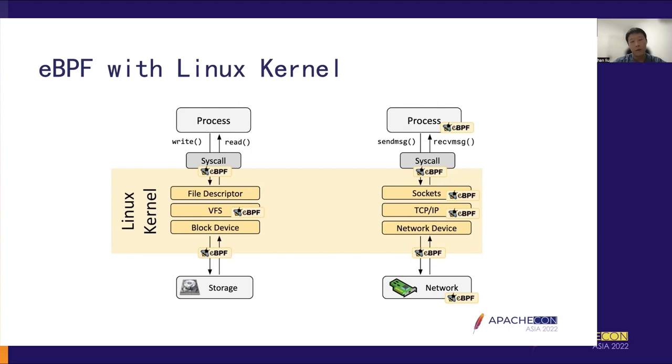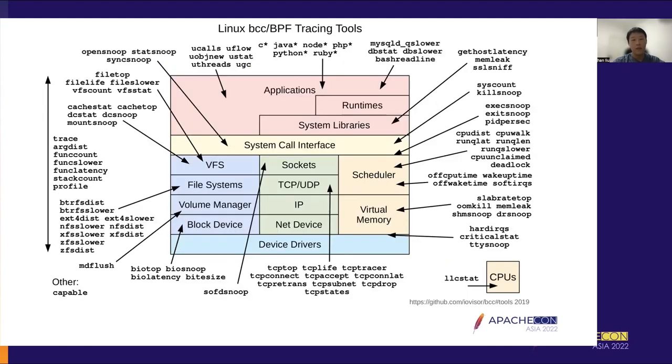When a method of a user process is executing, we can create a uprobe and attach an eBPF program. When a kernel method is executing, we can create a kprobe and attach an eBPF program. We can even attach the eBPF program when the network hardware is executing.